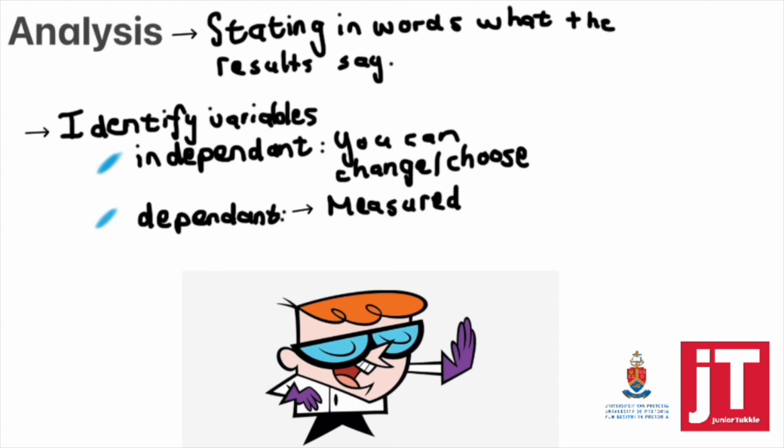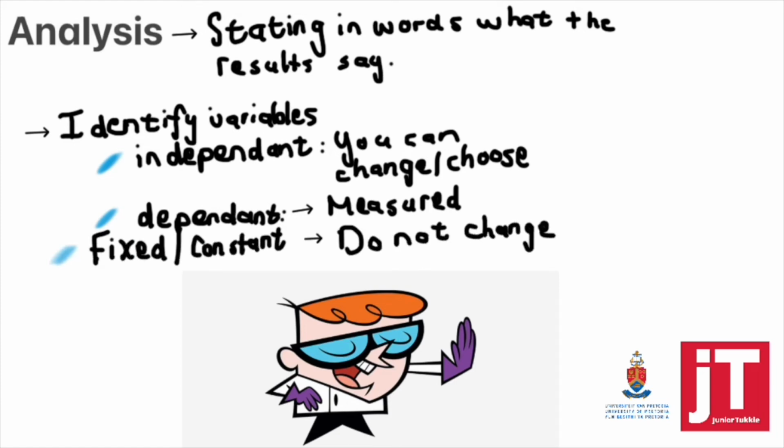Then secondly, we have the dependent variable. So this is the variable that we are measuring in my experiment. And lastly, we have the fixed or the constant variable. This variable does not change throughout my experiment.